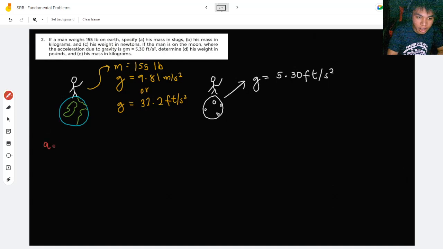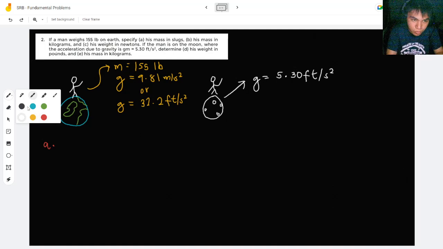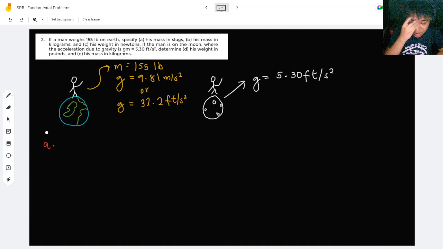Let's solve A first. We have to compute the mass in slugs. Conveniently enough, one slug is equivalent to 32.2 pounds. And why do I say it's convenient? It's the same as the gravitational constant on the Earth, 32.2. So for this one, we can just do a dimensional analysis.